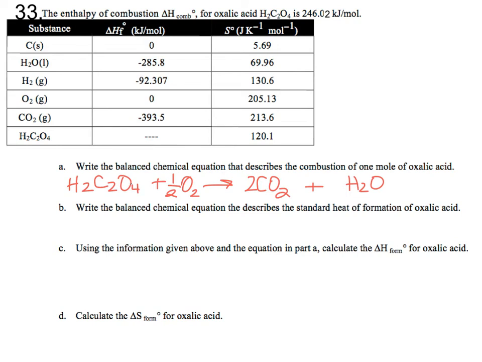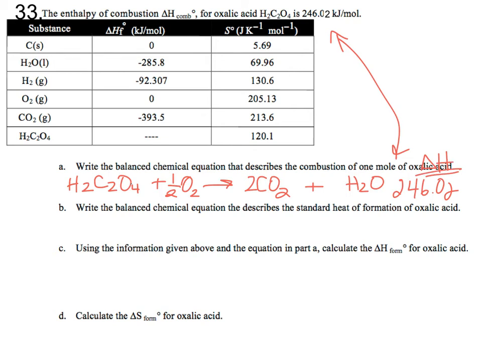Now, one thing I want you to make the connection with is that if you look at the stem of the problem, did you see that it had the heat of combustion for oxalic acid, the value up there? That is the value for this reaction. This is a heat of combustion reaction. So the delta H for this reaction is that 246.02. And that's going to be something that you have got to be able to connect.